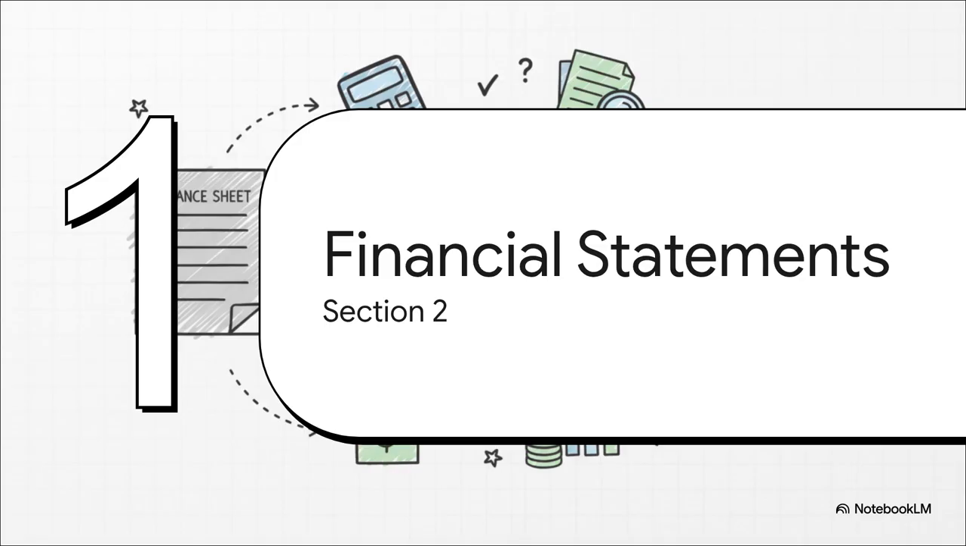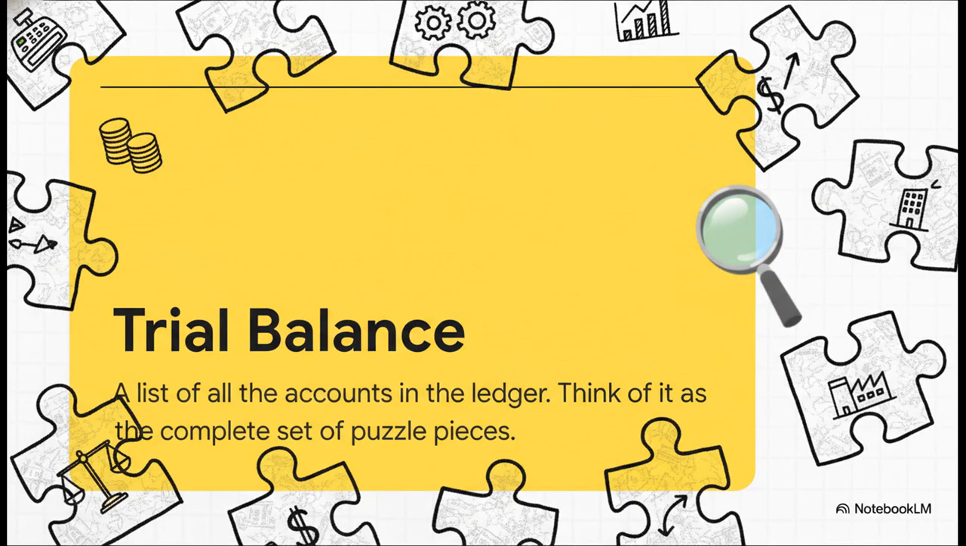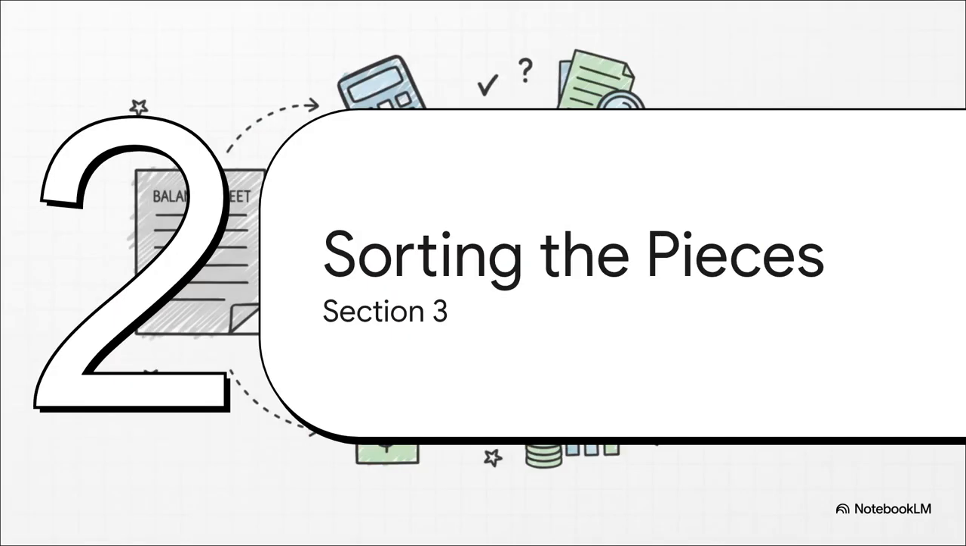Look, before any builder starts, they've got to know what they're actually constructing. For us, that means getting to know the two main financial statements that each tell a different part of the company's story. Okay, so let's just make sure we're all on the same page. The trial balance is our complete set of puzzle pieces. It lists every single account, everything from sales revenue to the cost of machinery. Our job isn't to create new pieces, it's simply to sort the ones we already have. Which brings us to Section 3, Sorting Your Puzzle Pieces.